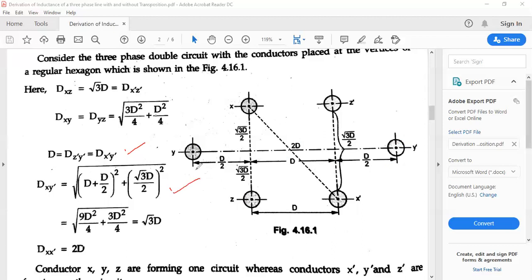This is present here as d. Generally it is given as dxy', so it is root 3 into d. This point is taken as the midpoint. Let me write it as the midpoint here. So again, all the distances are present there.